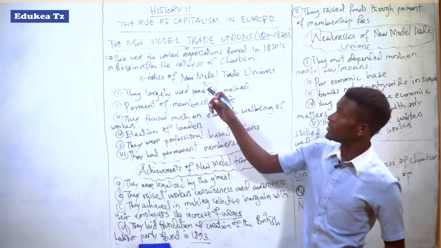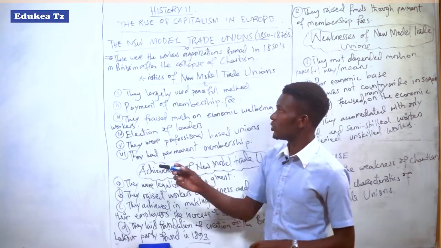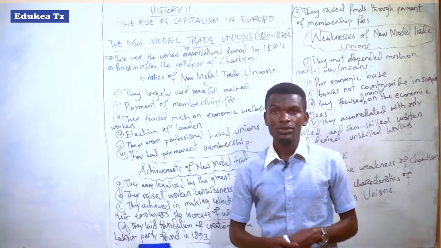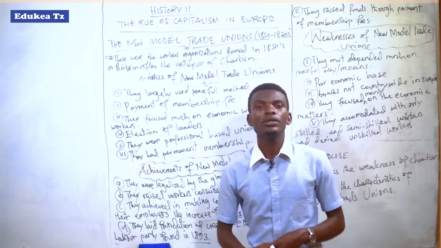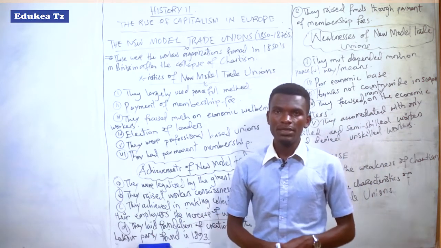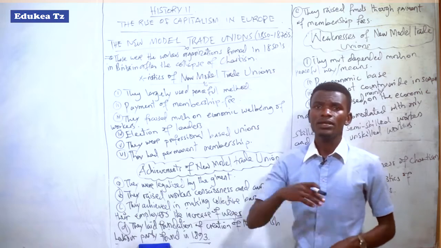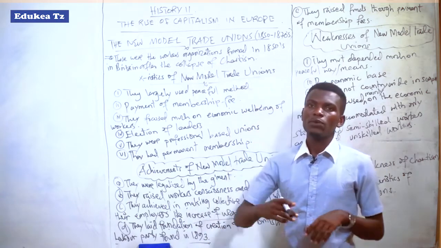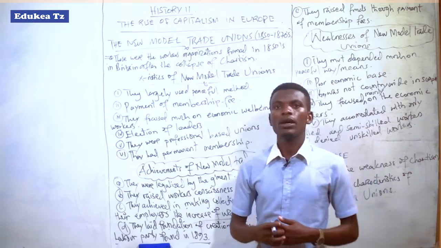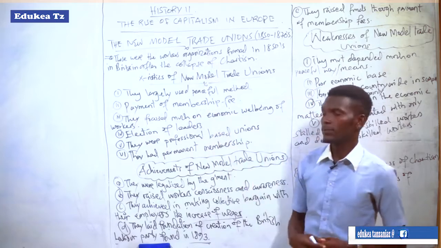After seeing that, let us see the characteristics of the new model trade unions. The first characteristic was that they largely used peaceful methods. It means that the new model trade unions used peaceful methods in demanding their rights. Those workers were professional and highly skilled, so they used professional techniques in making their economic demands from their employers.